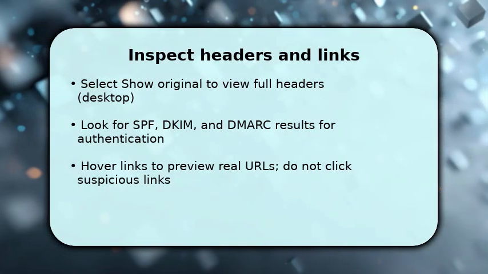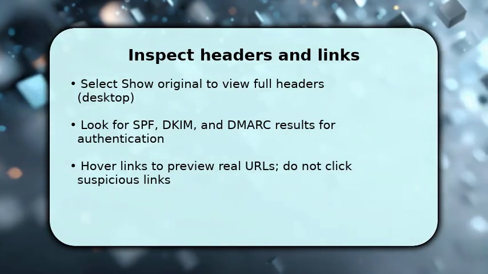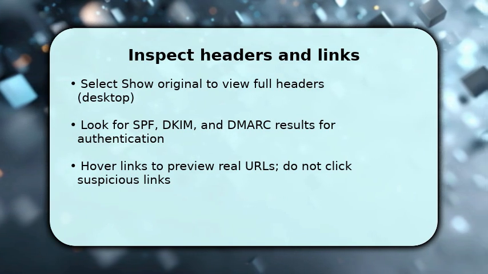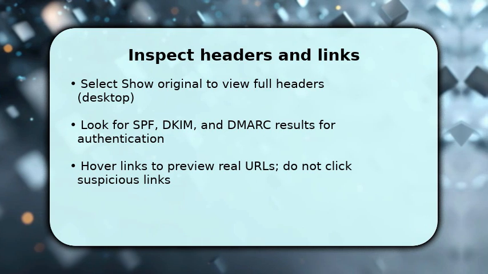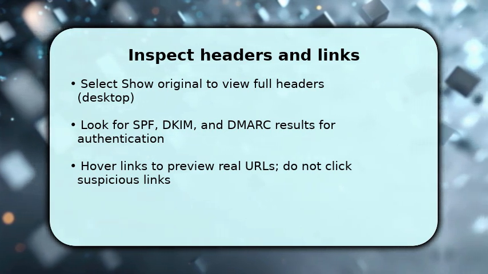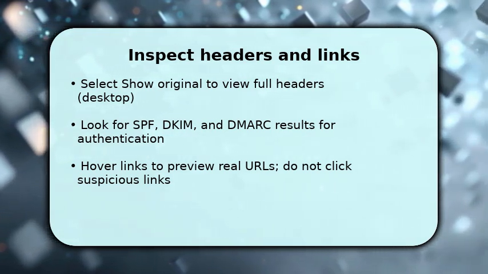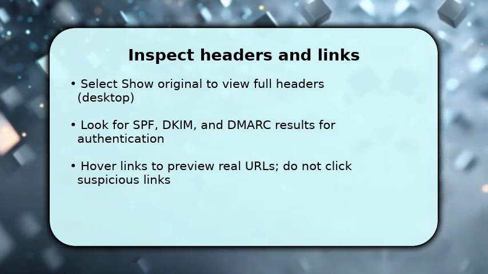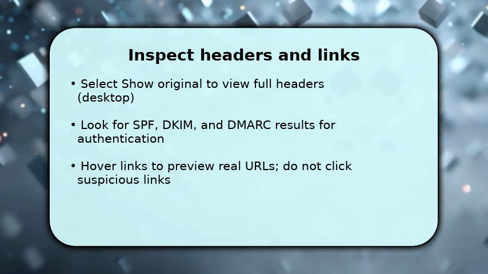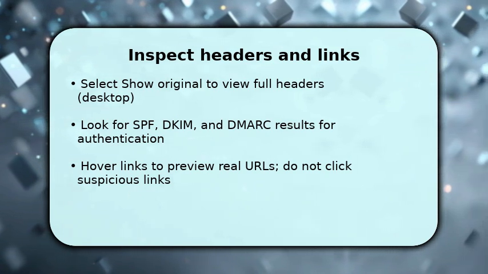You now dig into the technical evidence. Open Show Original to review headers and authentication results. Look for SPF, DKIM, and DMARC pass or fail lines. These tell you how Gmail verified the sender. Passes indicate higher trust. Next, hover or long press links to reveal the true destination URL. Mismatched domains or encoded redirects are red flags.